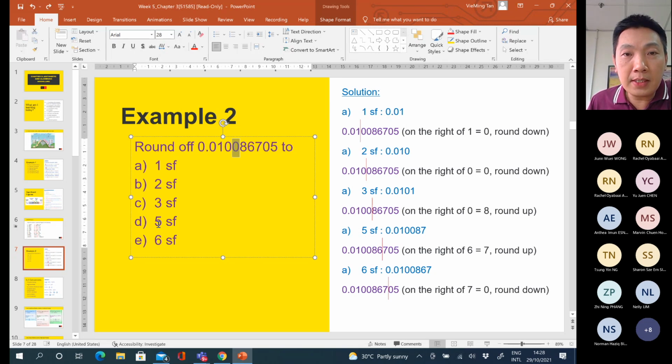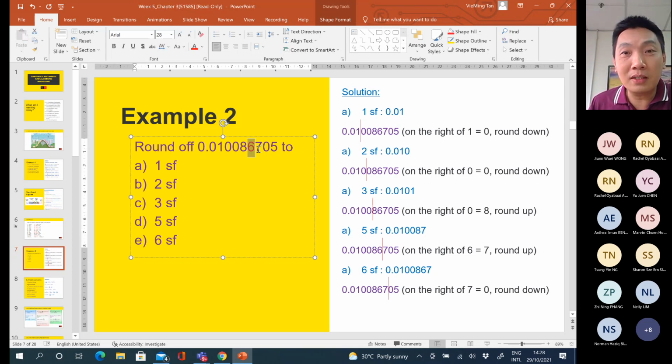Okay, next, 5 significant figures. This is 1, 2, 3, 4, 5. The 5th significant figure is this number, 6. Now you have to decide whether to round up or round down. You check the neighbor number on the right hand side, which is 7. 7 means greater than 5, so I have to round up.